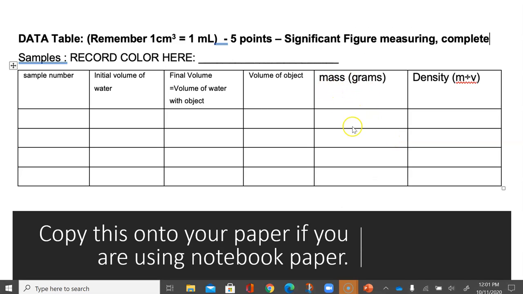Mass in grams. You want to record in your density. And again, we really want to focus in on that precision and accuracy measurement skills. Okay, so make sure you are trying to read those instruments with as much accuracy and precision as you can.